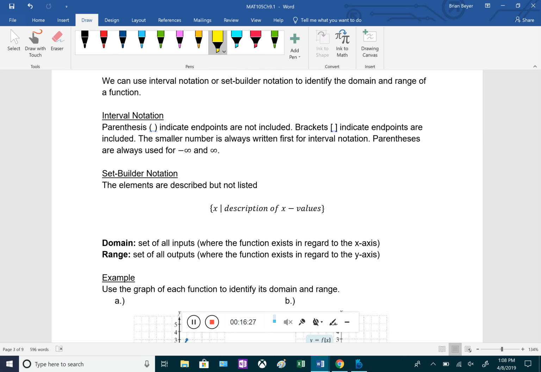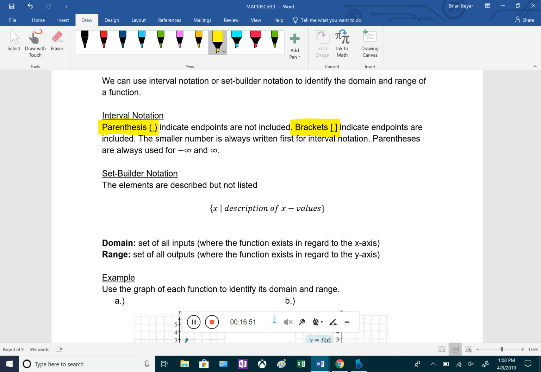So we're going to be using parentheses, or we're going to be using brackets. Parentheses are going to indicate endpoints when they are not included, and brackets are going to indicate endpoints when they are included. For interval notation, we always have to write the smaller number first, and parentheses are always used when we have a negative or positive infinity.